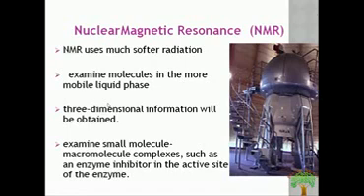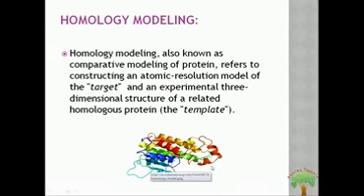NMR is nothing but nuclear magnetic resonance. NMR uses much softer radiations and it is not applicable for solid substances. It is used only for liquid phase molecules. And three-dimensional information about the molecule can be easily obtained from this NMR technique, and it is used to examine small molecule macromolecule complexes such as an enzyme inhibitor in the active site of the enzyme.